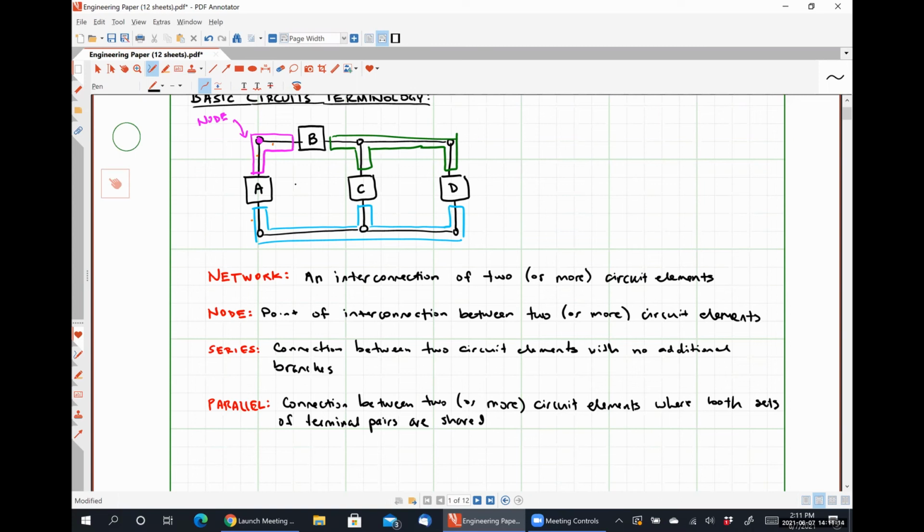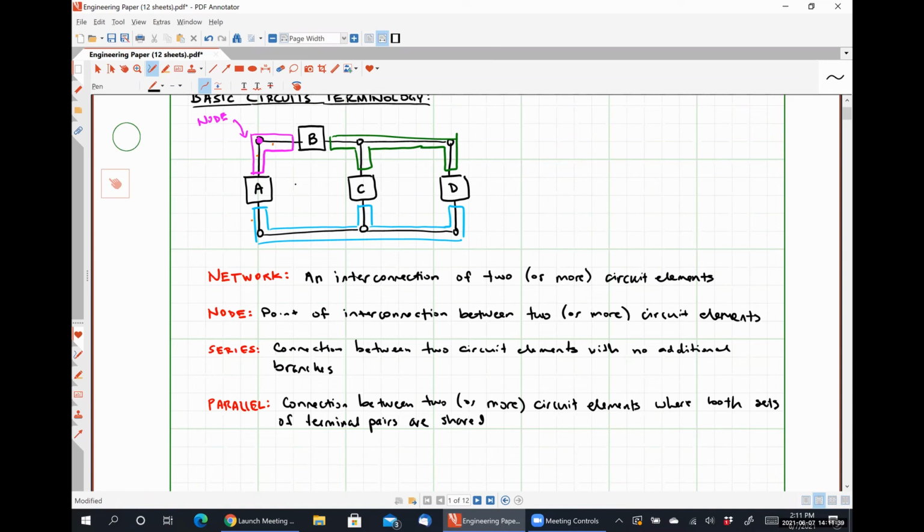This is actually a point where some students typically get confused. Maybe it wasn't explained well in your engineering 120 class, so that's why I'm going through it here. So does everybody understand the difference between a series connection, a parallel connection, and that not all connections have to be series or parallel?